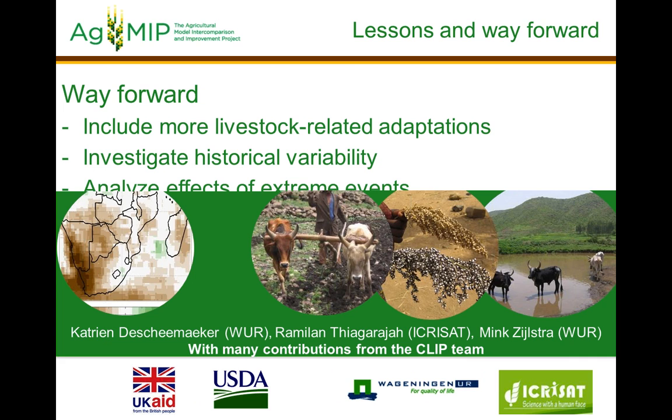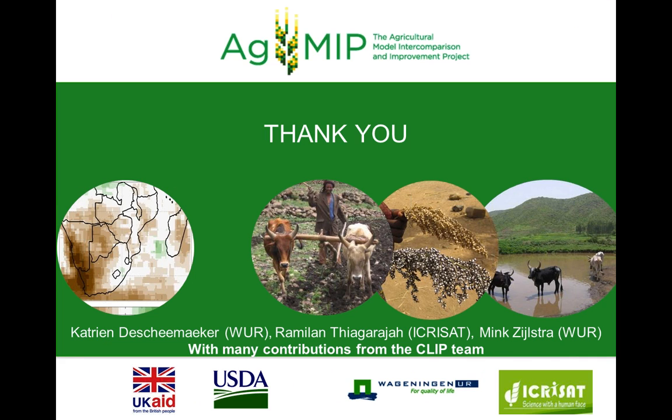Now, the way forward in terms of the livestock modeling is to include more livestock-related adaptations, to also investigate historical variability, to analyze effects of extreme events, such as droughts, to try and link rangeland simulations with the savanna model and/or with AbSim or DSAT simulating tropical grass productivity. So linking those rangeland simulations with livestock simulations, and then also trying to include a feedback from the livestock model outputs to the crop models via manure.